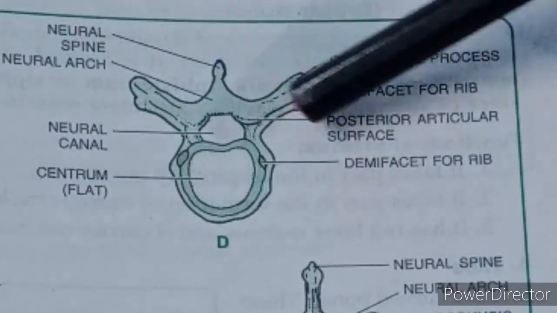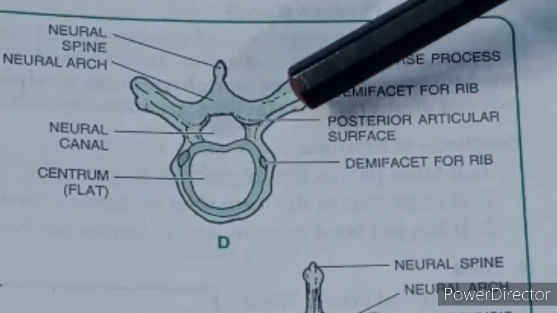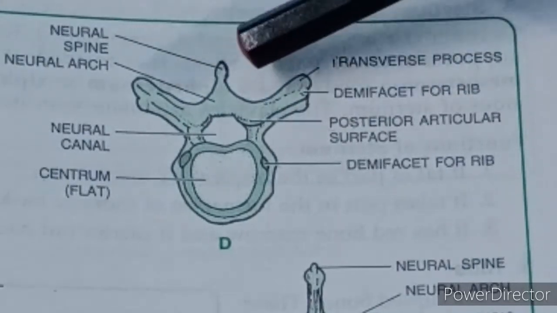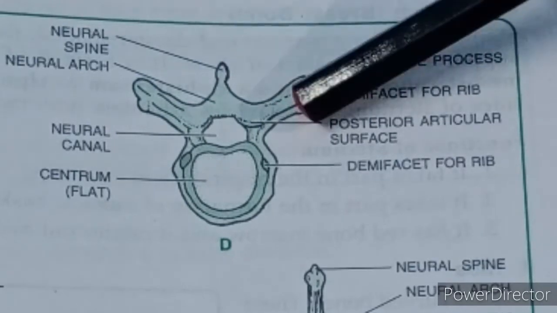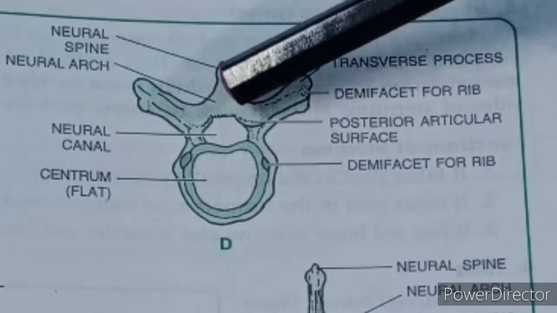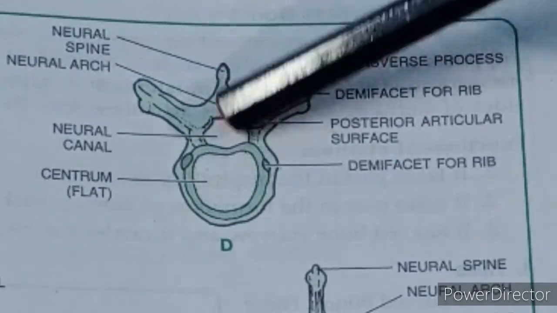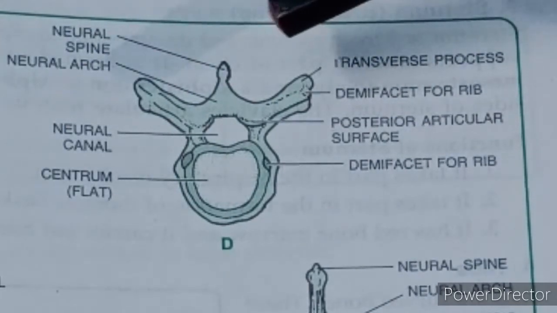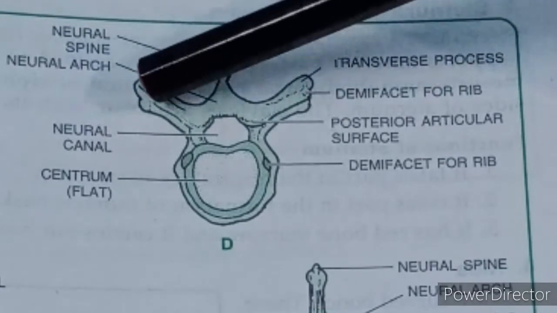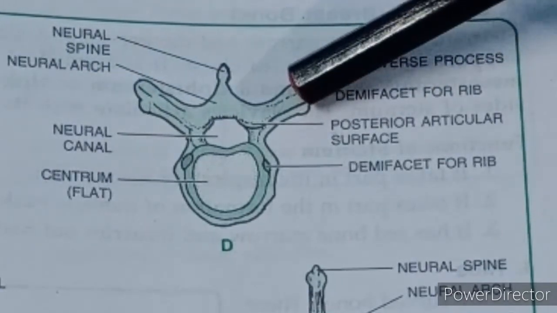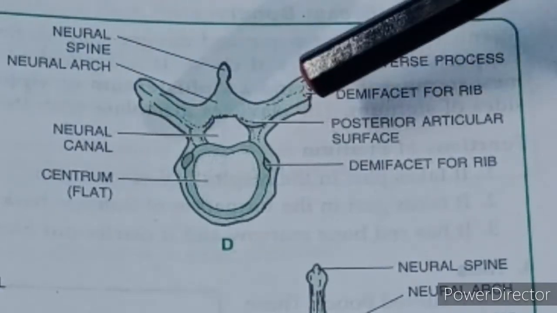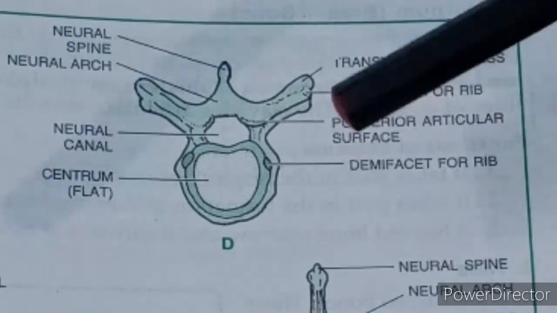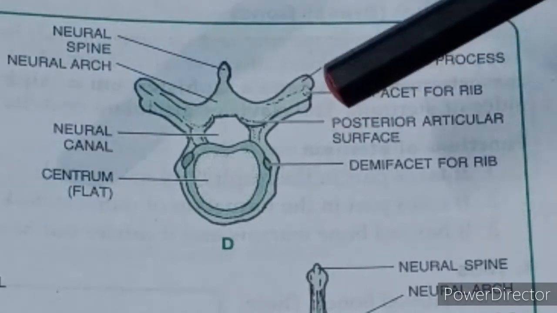Now about the thoracic vertebrae. So this is the structure of a thoracic vertebra. These vertebrae have long neural spines which are directed backward, and each of their transverse processes bears on its extremity a facet for the articulation with the tubercle of the rib.